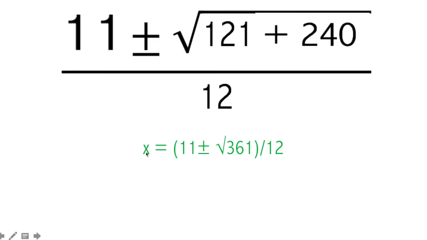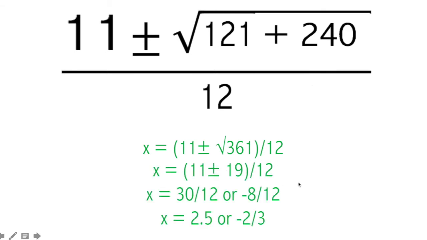So we can say that x is equal to 11 plus or minus root of 361 by 12, which is nothing but 11 plus or minus 19 by 12, which means that x is equal to either 30 by 12 or minus 8 by 12, which is equal to 5 by 2 or minus 2 by 3, which is the same answer as we got last time.